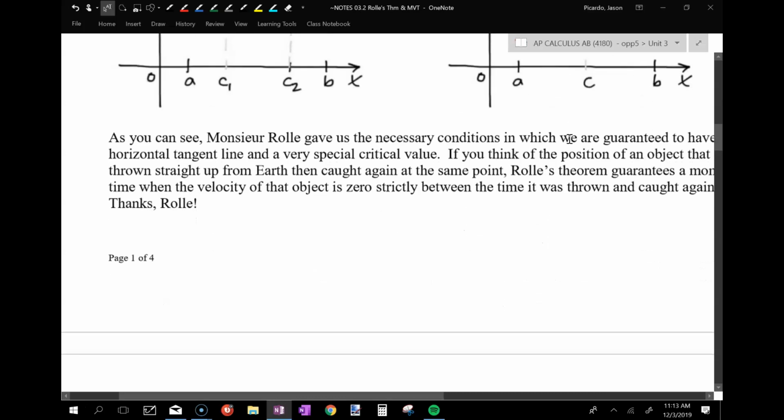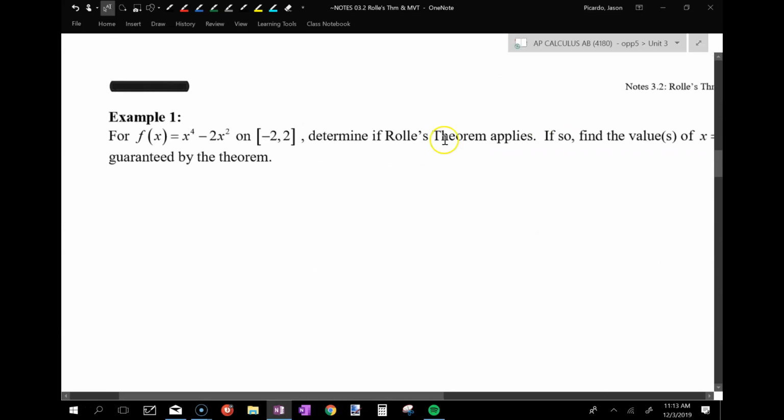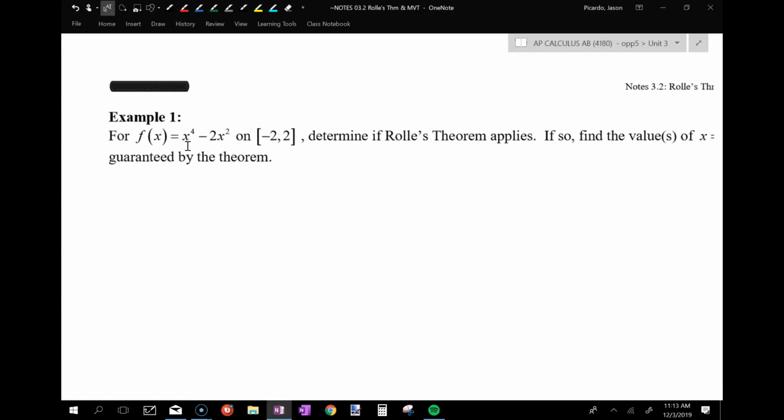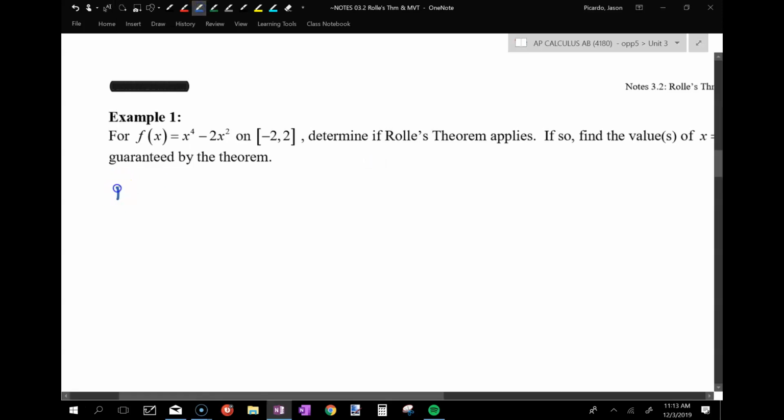And he did some really cool proofs of that. So here's what I want to do. Here's a function. I want to know if Rolle's theorem applies. Well, if it applies, what has to happen? Condition 1. It has to be continuous. Guys, is this going to be a continuous function? Yeah, it's just a power function, right? So f of x is continuous from -2 to 2.